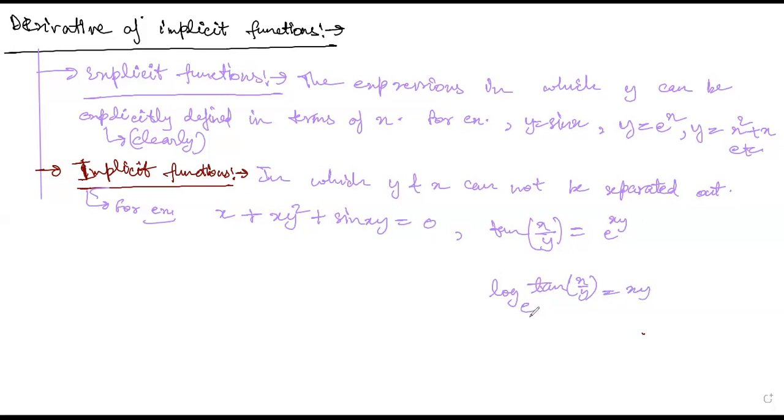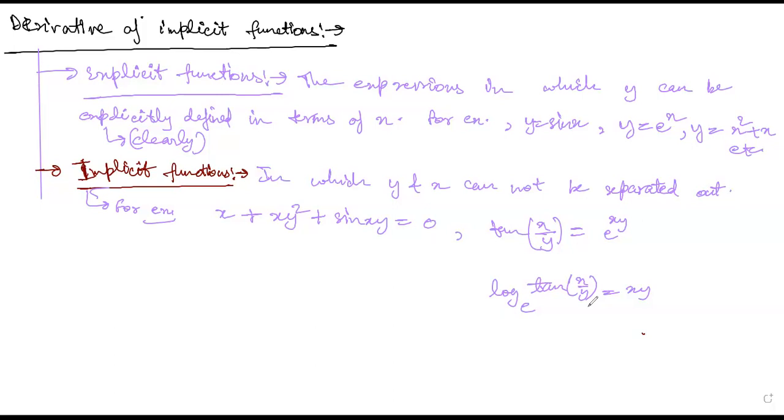If you take y, then also x and y are on both sides. I mean, you are not able to define x in terms of y because there is an x inside tan. And if you take x to the left hand side, then the expression becomes y is equals to 1 upon x log of tan x upon y. You can clearly see that y is on both sides. So you will not be able to differentiate or separate x and y in this case.